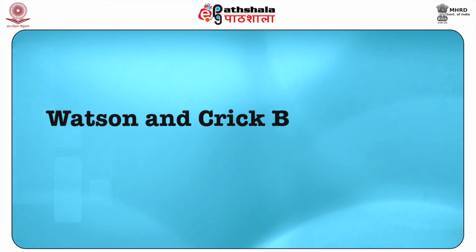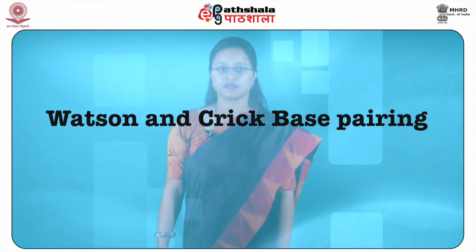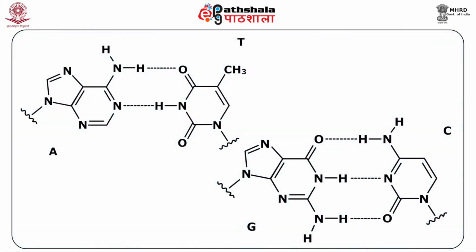Now let's learn about Watson and Crick base pairing. Two scientists, James Watson and Francis Crick, worked on the structure of DNA. The rules of Chargaff and also data from the work of Rosalind Franklin and Maurice Wilkins helped them to decipher that the two strands of DNA are held together by hydrogen bonding between a purine on one strand and a pyrimidine on the other strand. Adenine base pairs with thymine while guanine base pairs with cytosine, as we just learnt.